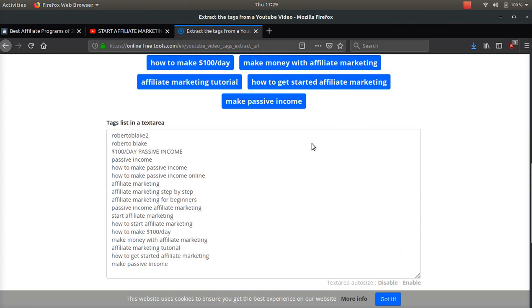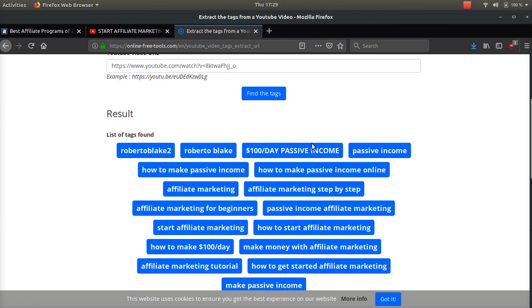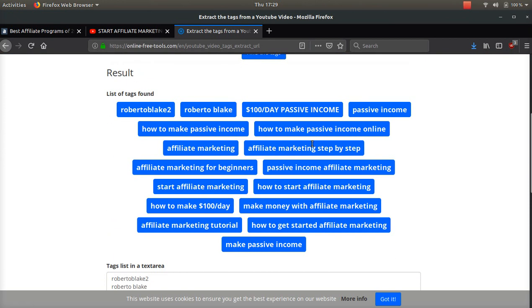So you can either improve or you can copycat. I'm not a fan of being 100% copycat or even being any copycat. I like to be original. However, this is a very good tool and a very good way to do keyword research into your niche.